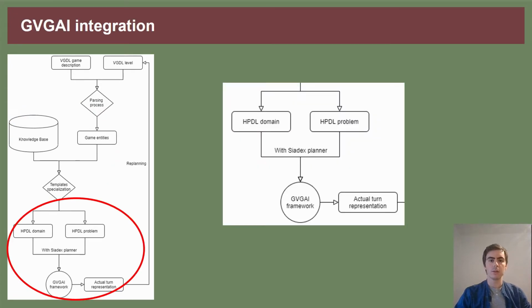Additionally, we include a module of integration in GVGAI to confront non-determinism using replanning and acting. This module, defined as an agent in the framework, grabs the actual turn representation in the game and repeats the parsing process, producing a new HPDL problem.